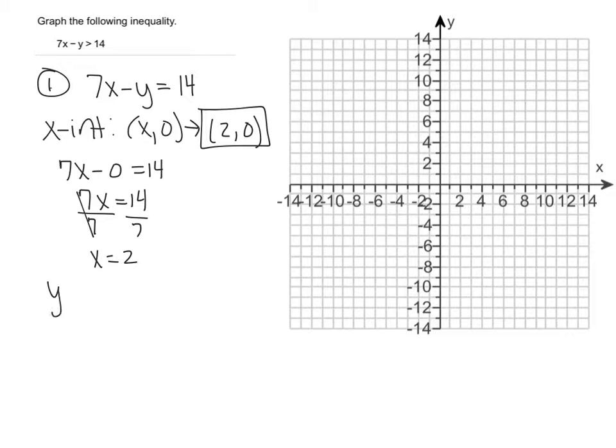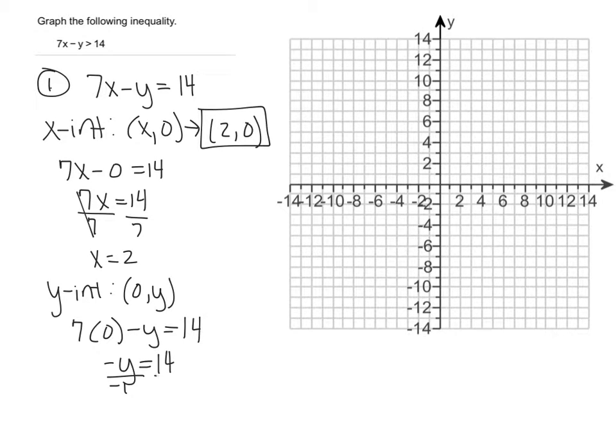Now I'm going to find the y-intercept. And again, this will give me the second point on my line, so I can then graph my line. And to find the y-intercept, I'll just plug in a 0 for x. And we get 0 minus y equals 14, so negative y equals 14. Then divide both sides by negative 1, and we're left with y equals negative 14. So my y-intercept is 0, negative 14.